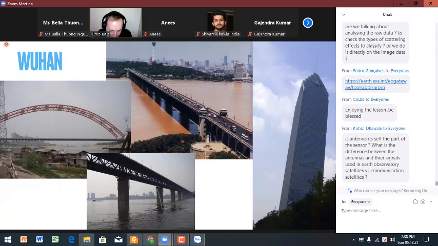structures here. This is also a 2-level bridge. The first floor is a railway. On the top floor are the cars. The cars are on the top floor, and under there is the railway going through. I mentioned that because you're going to see that in the radar image as well.